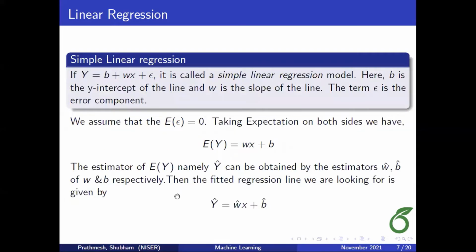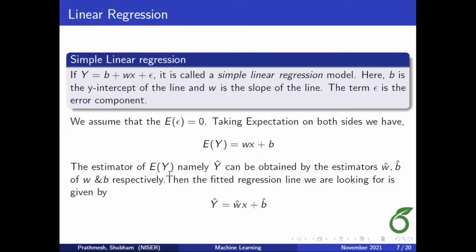Okay, so mathematically speaking, relationships of the form y = wx + b + epsilon are called a simple linear regression model, as I said earlier, where b is the intercept and w is the slope of the line, and the epsilon term that we have here is what we call the error component. Generally the assumption is that the expectation, or the mean, of the error is 0. So if you take the expectation on both sides, you'll get E(y) = wx + b.